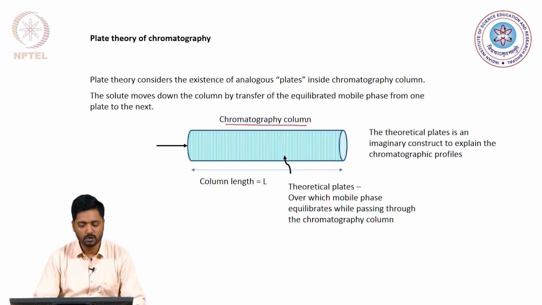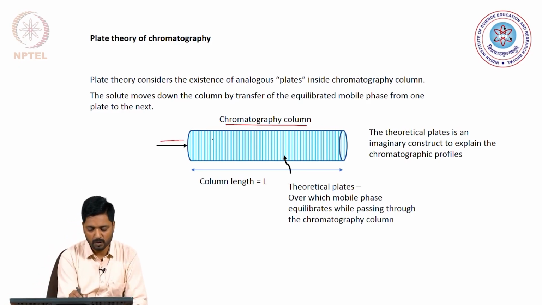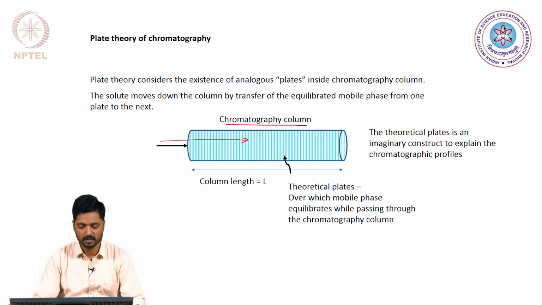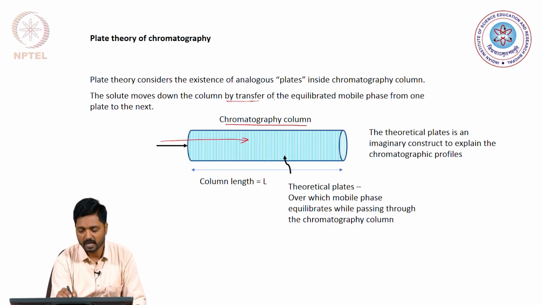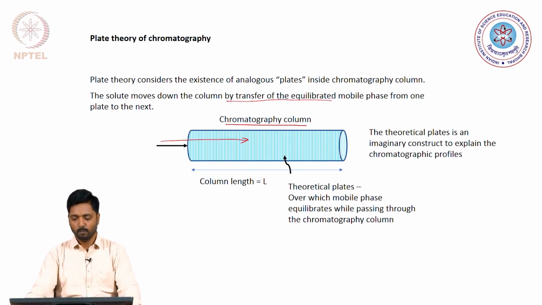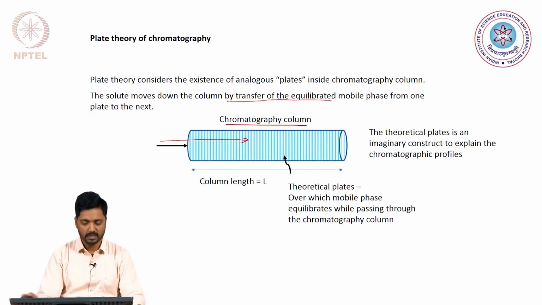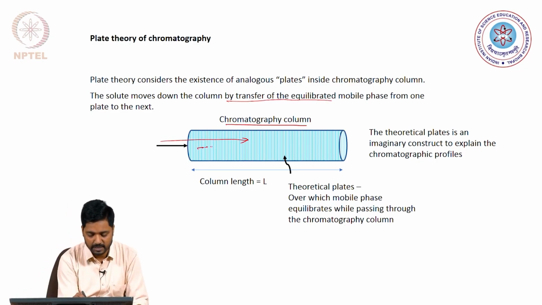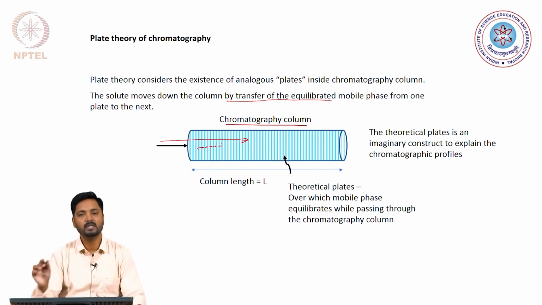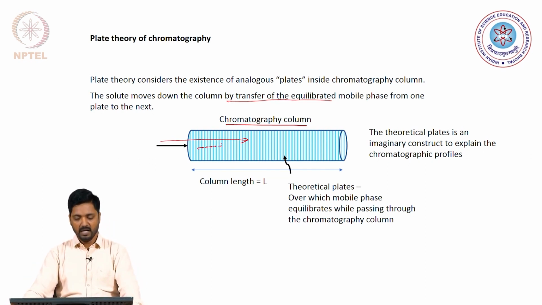Now, the solute moves down this column by transfer of equilibrated mobile phase from one plate to the next. So, what is happening is at each plate there is an equilibration that is supposed to happen as the mobile phase moves, and the equilibration of the solute also happens between the mobile phase and the stationary phase, and that allows us to achieve separation of the different analytes within the column.